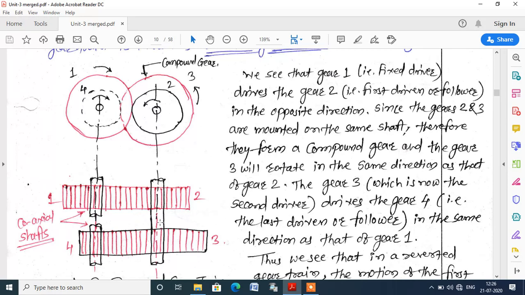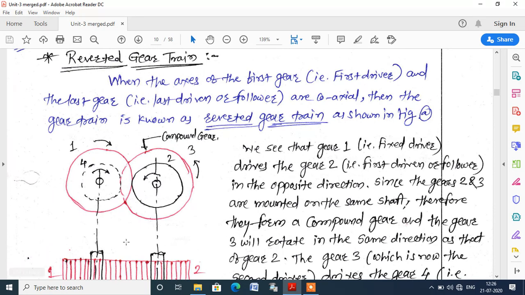On another, if you see, on this big shaft, gear 2 and gear 3 are mounted, see here. But this is a separate shaft and this is a separate shaft. These are coaxial shafts. So suppose gear 1 is mounted on shaft A, gear 2 and gear 3 are mounted on shaft B, and gear 4 is mounted on shaft C. But shaft A and shaft C are coaxial shafts. So if such a case is there, a reverted gear train is used.